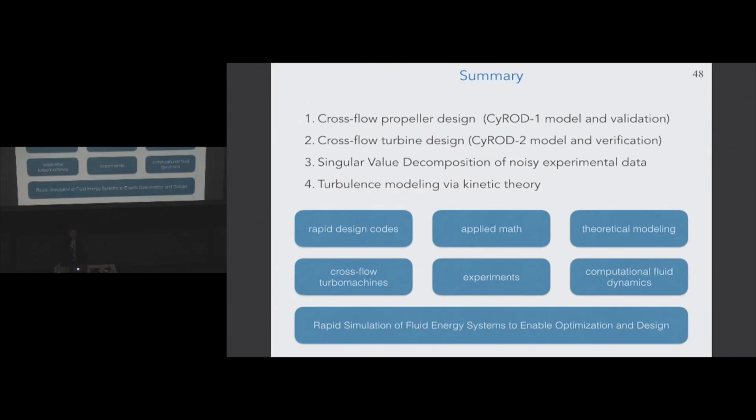All right, so that's to summarize the talk. We had 4 stories today. We touched on rapid design codes, which is an interest of mine, applied math and theoretical modeling, 2 of the things I do. We validate all that work using experiments in CFD, and it's all kind of in this vein of rapid simulation for fluid energy systems.